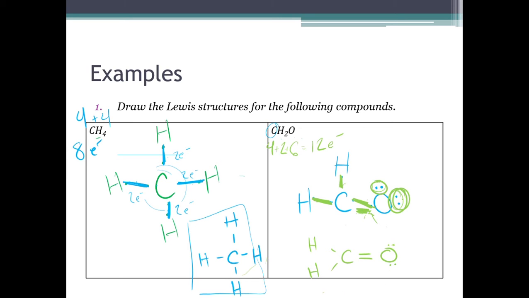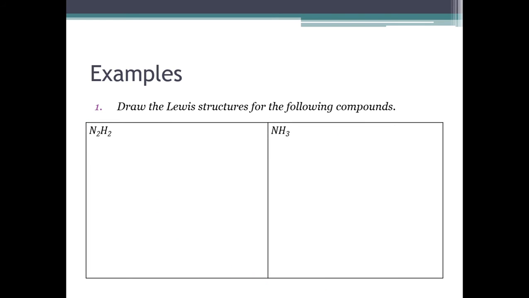Let's take a look at our next example. Our next example is a little odd. These won't come up super often, but I do want to show this to you. Sometimes you don't have a central atom per se. You kind of have 2 central atoms. All right, so our first example, N2H2, we can follow our same steps.